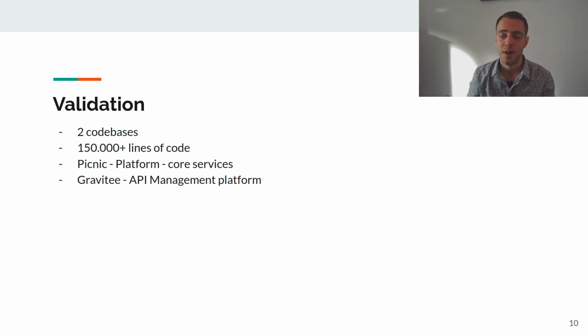The industry code base is provided by Picnic. It's the platform containing the core services related to users, deliveries, and articles, for example. And the open source code base is from Gravitee. It's an API management platform.